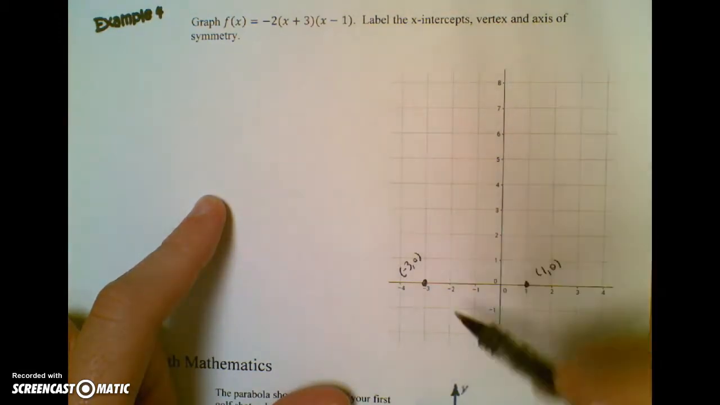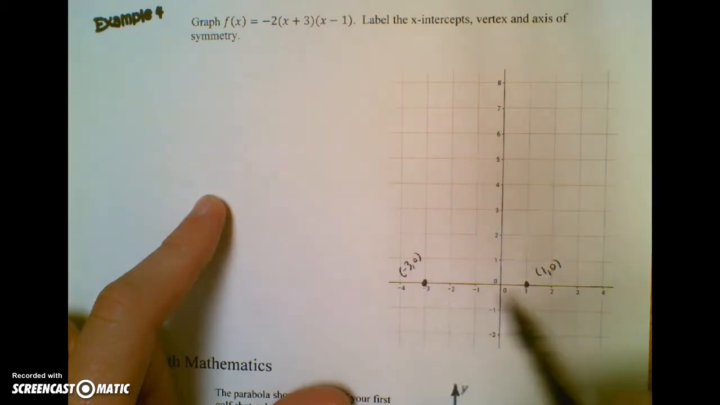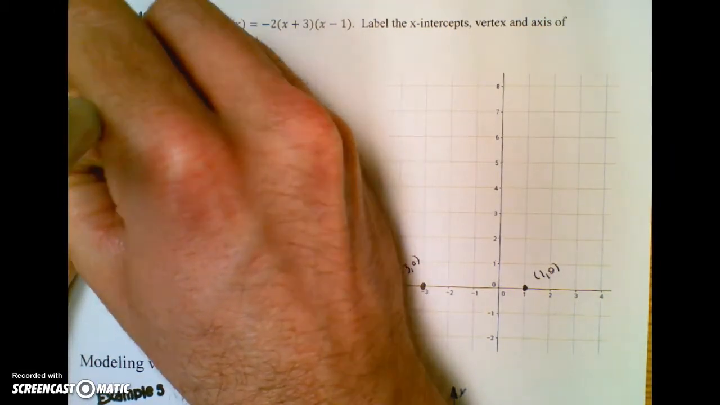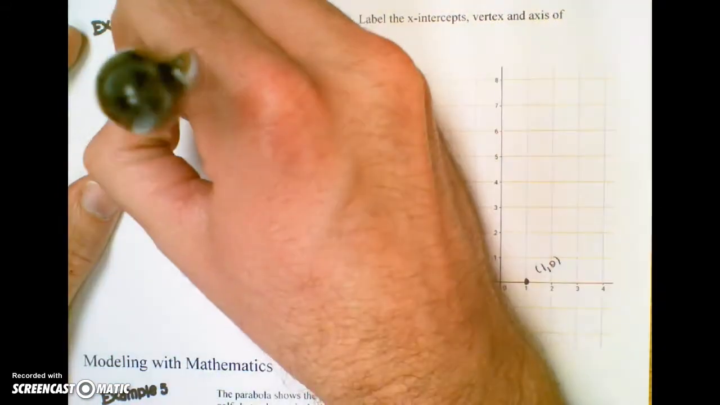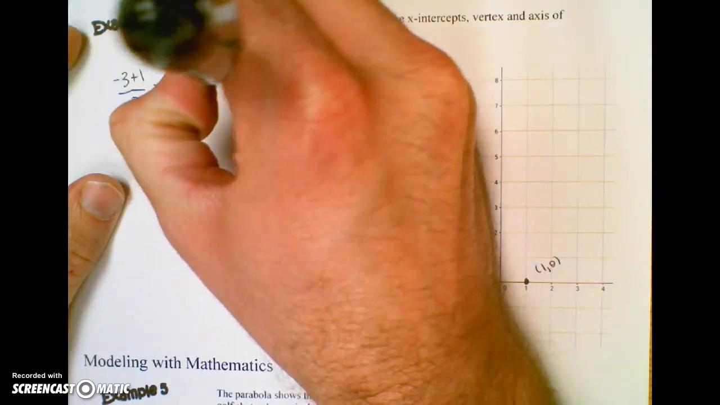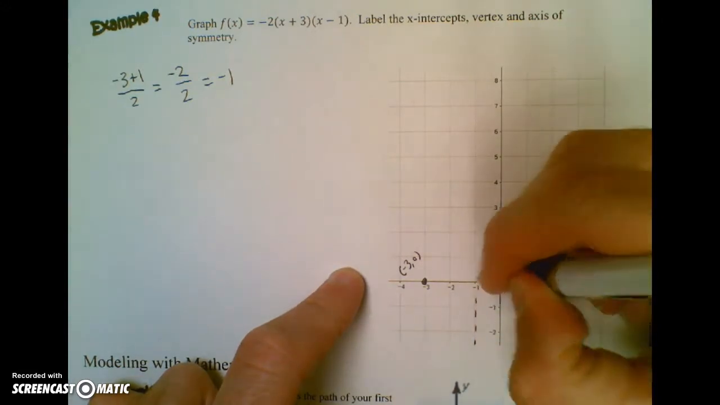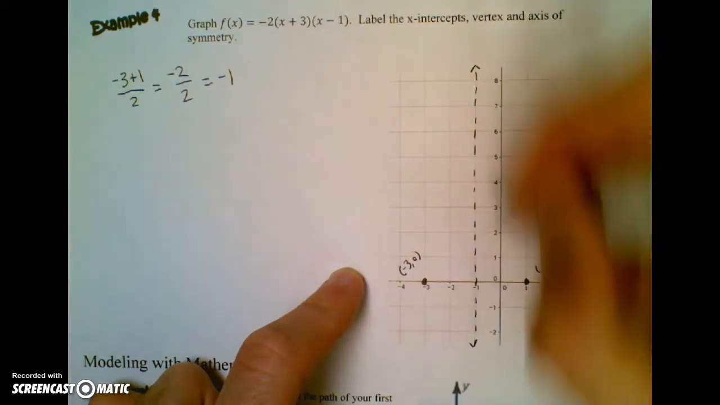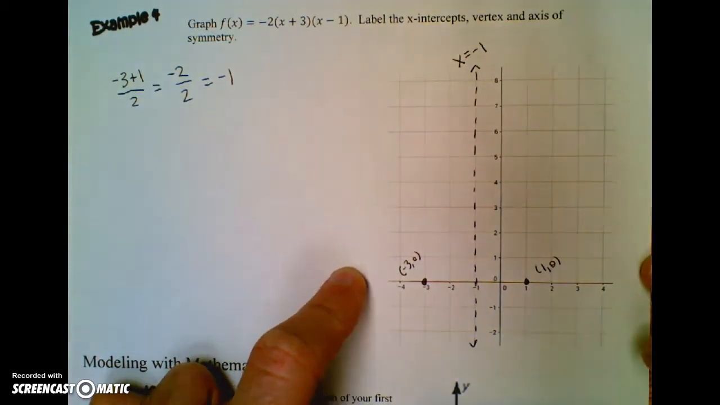To get the vertex, once you have the intercepts, what's nice is that the vertex is always halfway between the intercepts. So what you do is you take your x values on your x-axis for your x-intercepts, you just add them together. So I have -3 plus 1, and you divide it by 2, because you want to get the halfway point. So -3 plus 1 is -2, divided by 2 is -1. So that means that my axis of symmetry, which is one of the other things I have to label, is right through -1. And I'll label that as x equals -1, because that's the equation of that line for the axis of symmetry.